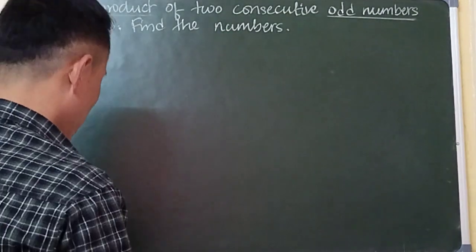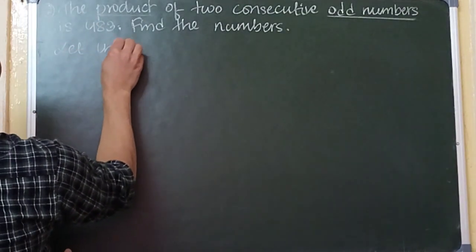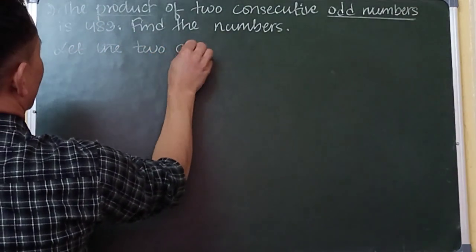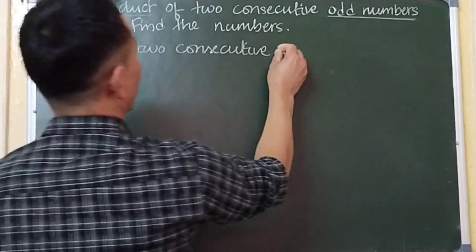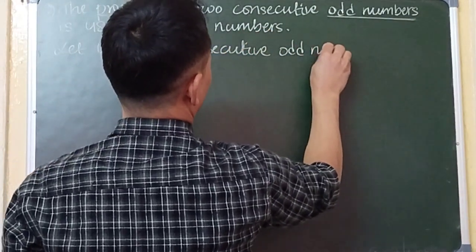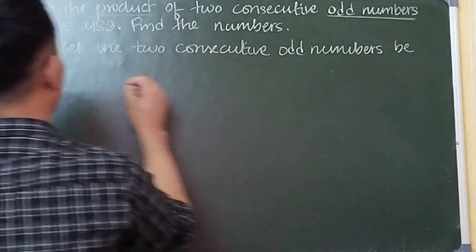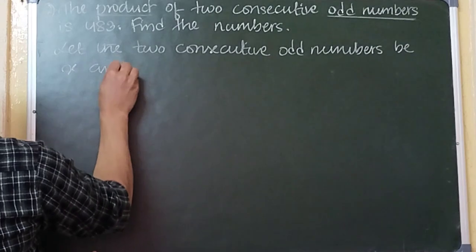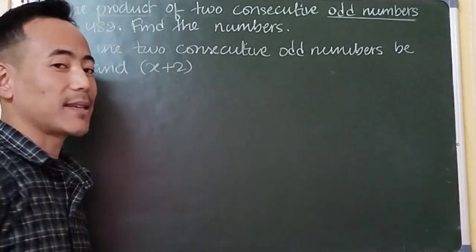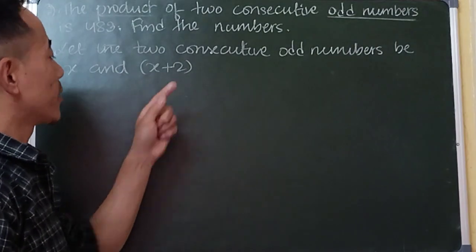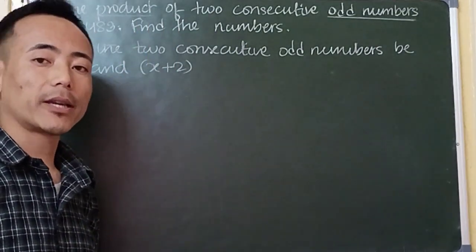Alright. So again here we don't know the numbers. So we will say let the two consecutive odd numbers be, let's say, x and x plus 2. Here we will not say x and y. We will say x and x plus 2 because we have only one condition. From that only we have to form the quadratic equation.